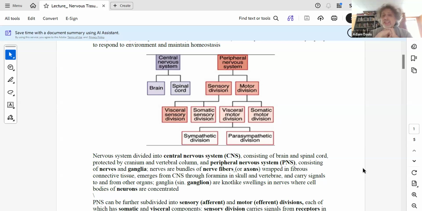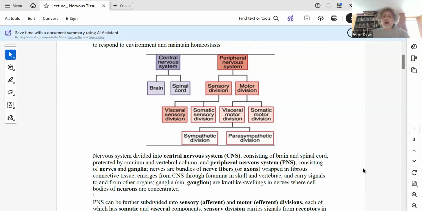Now, the other side of this is the motor division. The motor division is the efferent division of the peripheral nervous system, and it is responsible for the issuing of commands to the body. The motor division is sending out signals along motor neurons, motor nerves, in order to give instructions to the various effectors in response to any data that has been processed by the central nervous system to determine what instructions are needed.